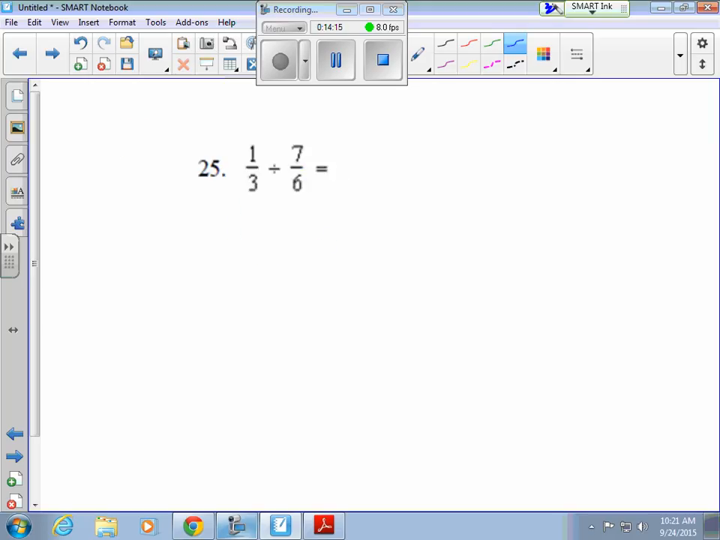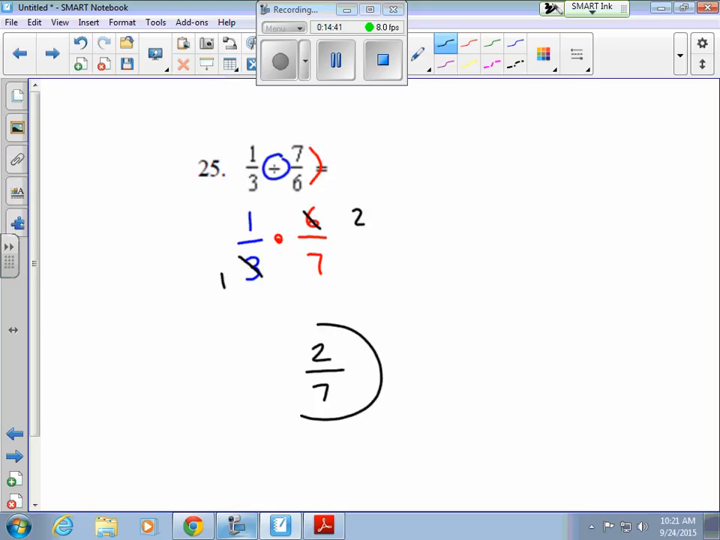1/3 divided by 7 over 6. That's division in case it looks like addition to you. 1/3 stays the same. Division becomes multiplication, and you multiply by the reciprocal. Fancy word means flip it. 6 over 7. We can cross cancel. 3 goes into itself once, into 6 twice. Straight across. 1 times 2 is 2. 1 times 7 is 7.